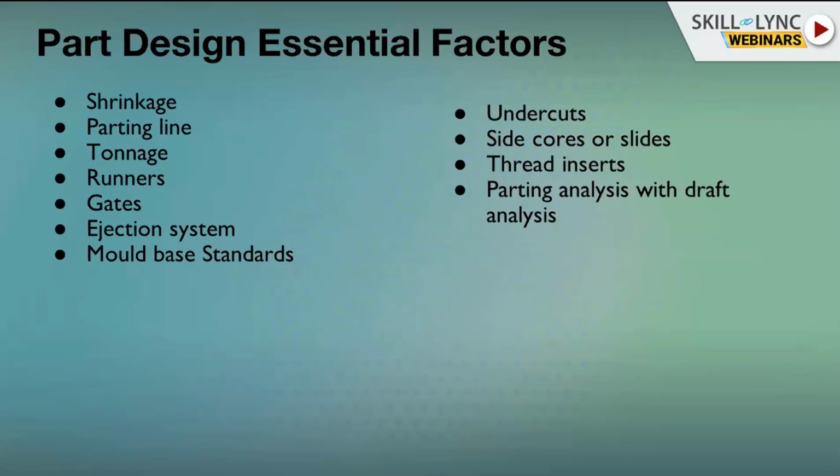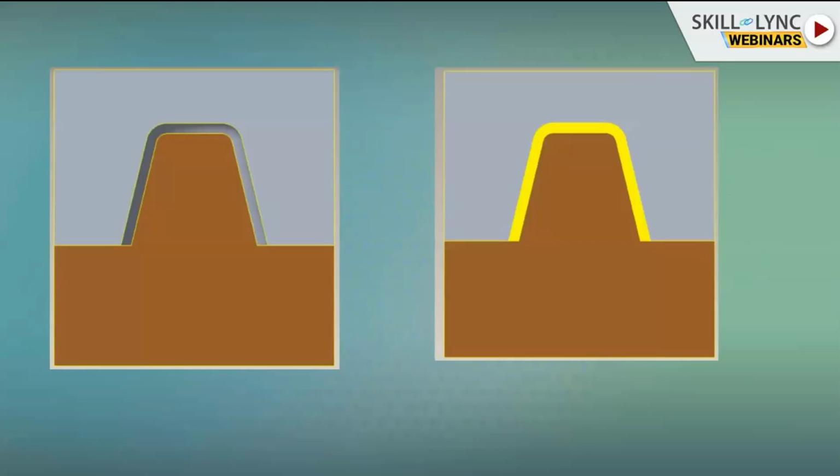Apart from the design guidelines, we should know certain essential part design factors, like what is meant by shrinkage, what is the parting line, what is the tonnage, what is the runner. So I'll be just explaining. Shrinkage means a dimension change occurring to the part volume as it cools after injection molding. I will show an example over here.